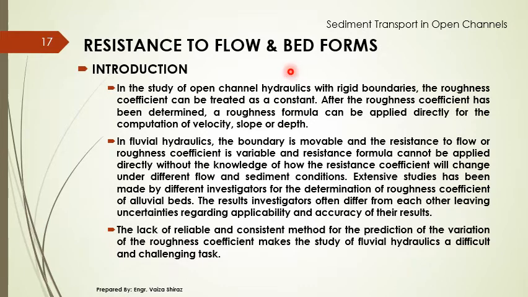Now next we will discuss the resistance to the flow and the possible bed forms. In the study of open channel hydraulics with a rigid boundary, where the boundary is not varying with the flow condition, the roughness coefficient can be treated as a constant. After the roughness coefficient has been determined, a roughness formula can be applied directly for the computation of the velocity, slope and depth. But in fluvial hydraulics, the boundary is not considered to be rigid, it is a movable boundary, and the resistance to the flow or the roughness coefficient is variable. And a resistance formula cannot be applied directly without the knowledge of how the resistance coefficient will change under different flow and sediment conditions.